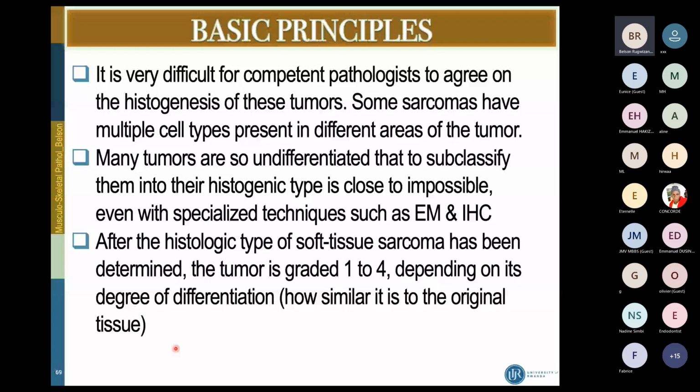So it is very difficult, even for competent pathologists, to agree on the histogenesis of these tumors. Some sarcomas have multiple cell types present in different areas of the tumor. Ngira ngo hari wigeze kubaza impamvu hari rimwe na rimwe dushobora gutanga wrong diagnosis, nasobanura impamvu. So natanze ingero, soft tissue tumors ni ukuvuga bakoze surgery bagafata igice kimwe cya tumor bakacyohereza muri lab imwe, ikindi ahandi, akenshi ibisubizo ntabwo biba bibi.